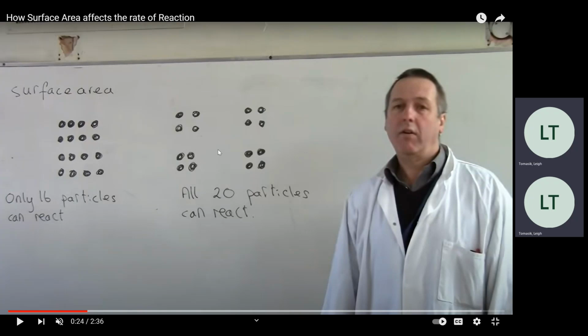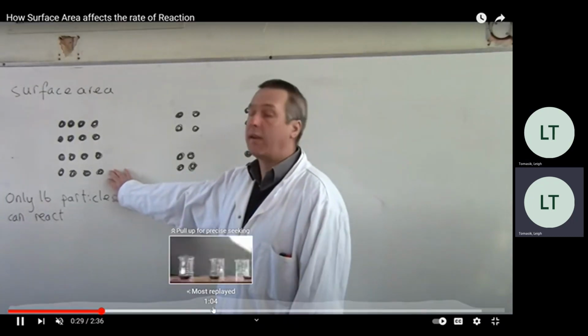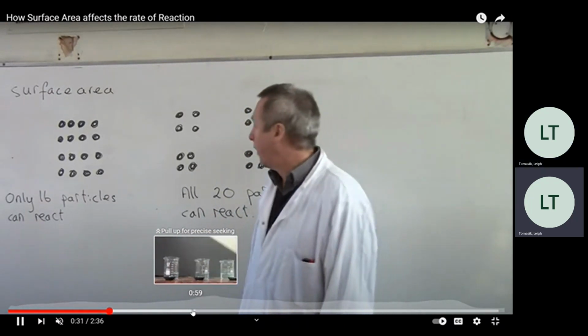Okay, that's the idea. If there's space between particles, that means it has a higher surface area. This block has a surface area of 1, 2, 3, 4, 5, 6, 7, 8, 9, 10, 11, 12, and 12 particles can react. This has a surface area of 20. No, again, sorry, this one has a surface area of 12, so 12 particles can react. This has a surface area of 16, and all 16 particles can react. I can't watch his bad counting.